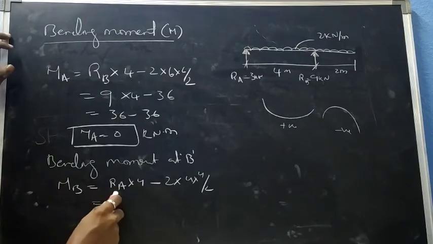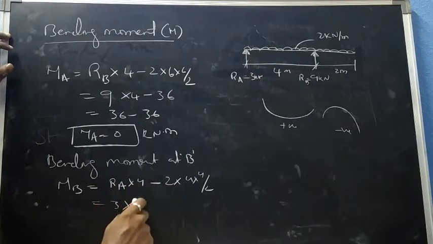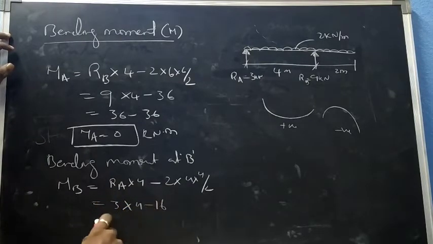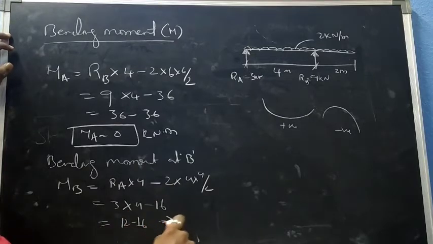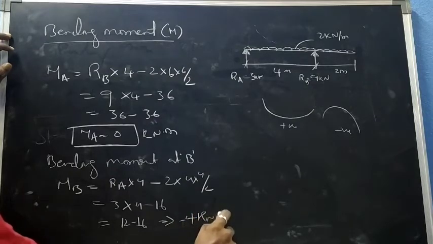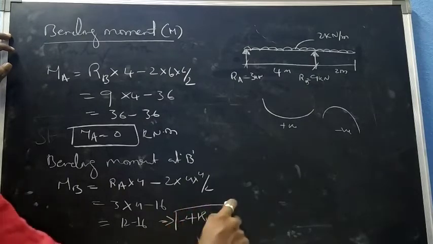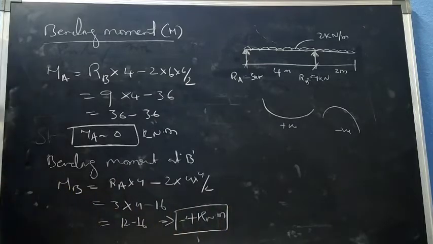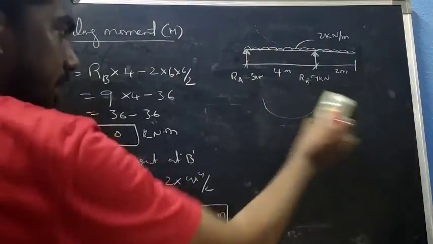So from here we know RA is 3, into 4 minus 16, that is 12 minus 16, which gives minus 4 kilonewton meter. So MB, the moment at B, we got as minus 4 kilonewton meter. Now we will find the bending moment at C.